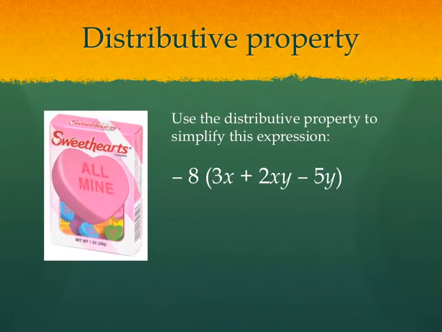The next concept we talked about in our self-starters is the distributive property. Please use the distributive property to simplify this expression. Negative 8, parenthesis, 3x plus 2xy minus 5y. I'll give you a couple of seconds to do that. Did you get negative 24x minus 16xy plus 40y? Notice how the variables all stay the same, and we just multiplied the numbers through the parentheses.